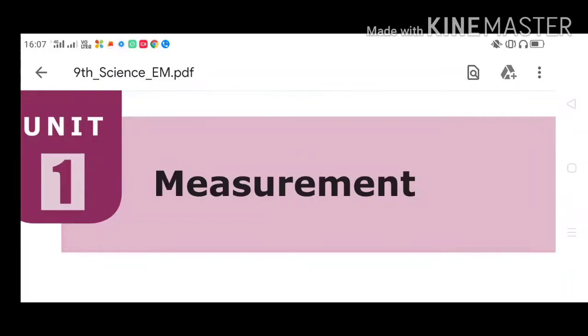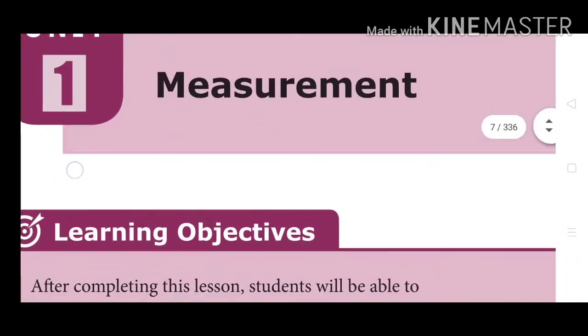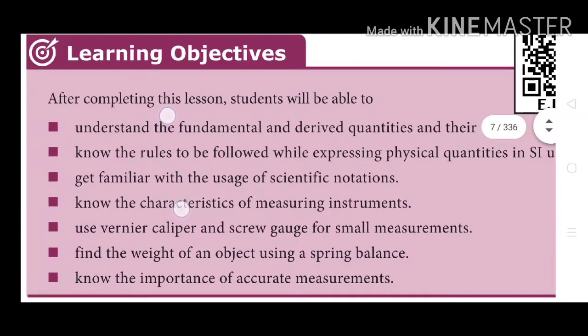I feel very pleased to be teaching science online, and I am also very happy because I am making you study during this quarantine period. Today's lesson is measurement. What is meant by measurement? Measurement is comparing a known quantity with an unknown thing.